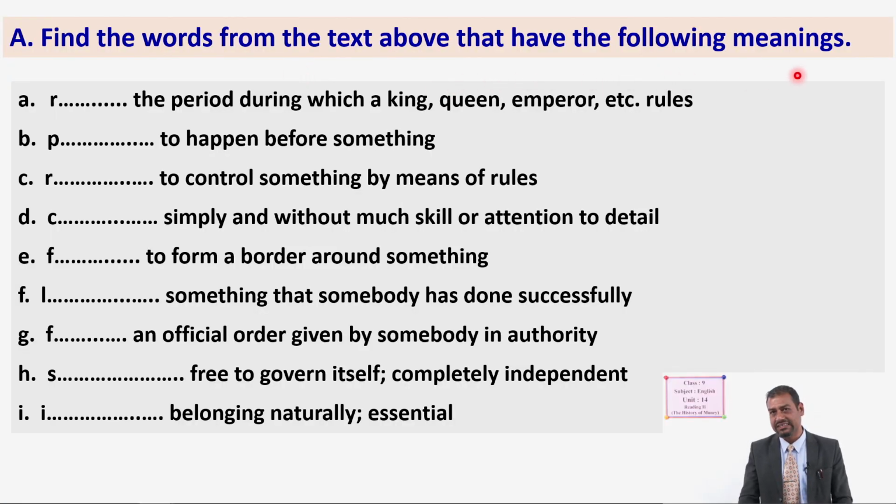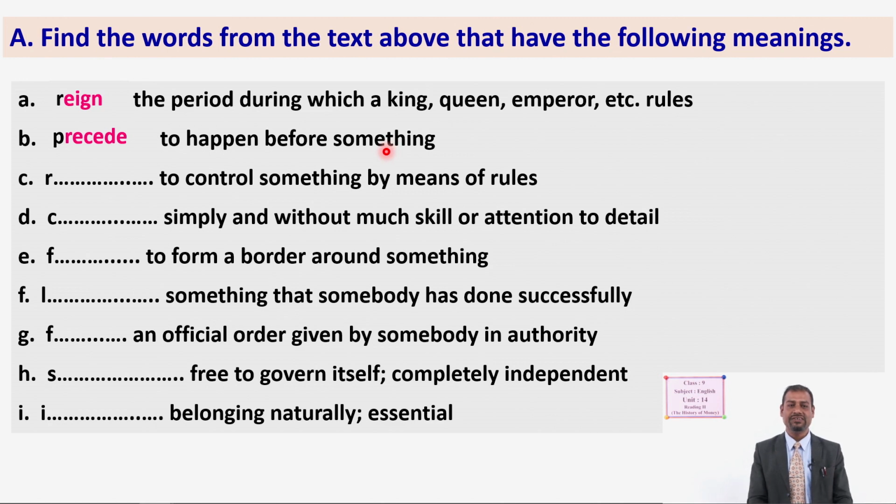Now I have a task for you, that is, find the words from the text above that have the following meanings. You might have written down the meanings in your notebook. Now it's your job to tell me the words for these given meanings. So let's start. The first one is the period during which a king, queen, emperor, etc. rules, and the word begins with R. What is the correct word? You are right, R-E-I-G-N, reign. Next, to happen before something. The word starts with P. What is the correct word? Yes, you are right.